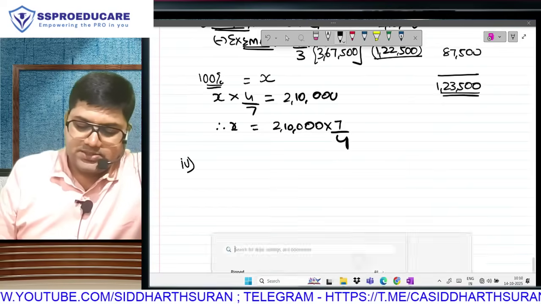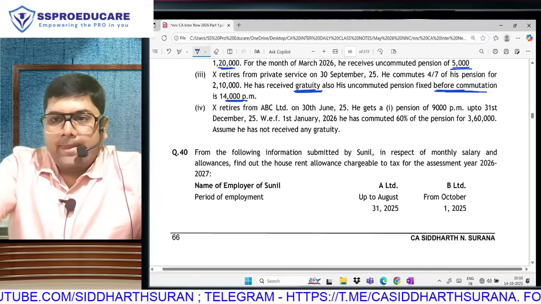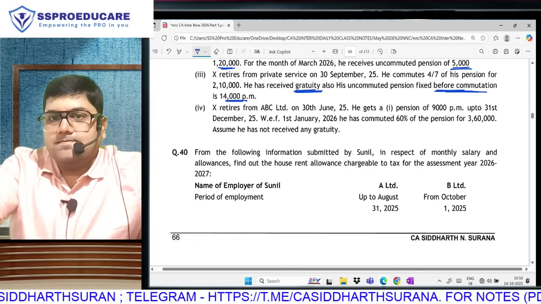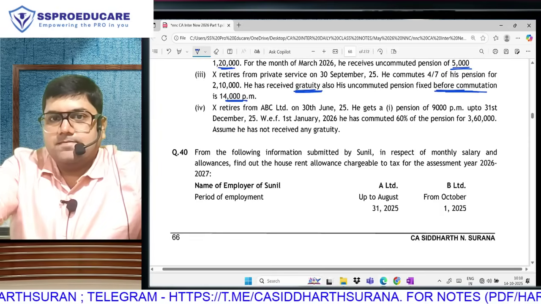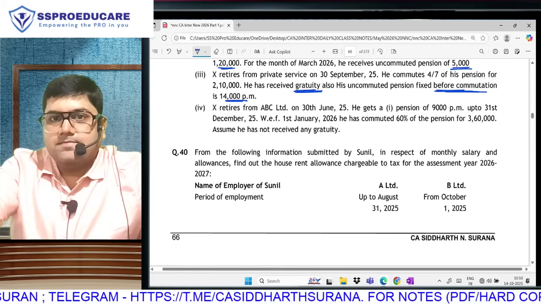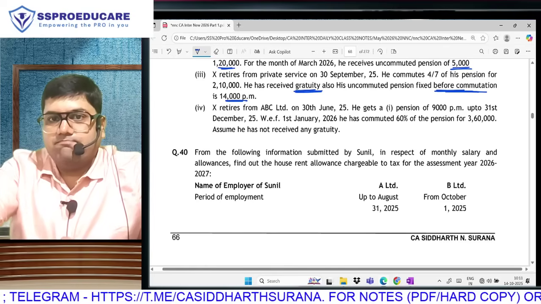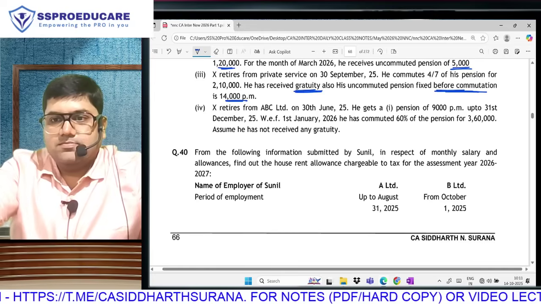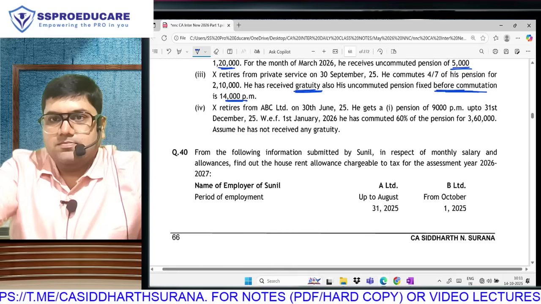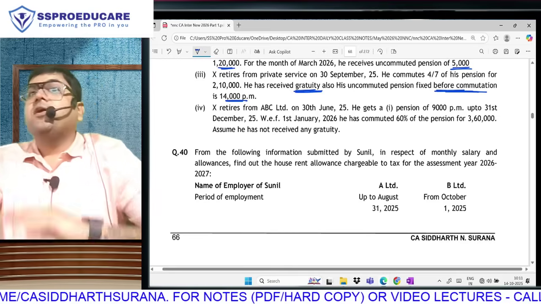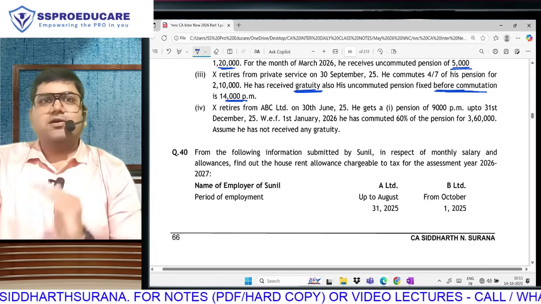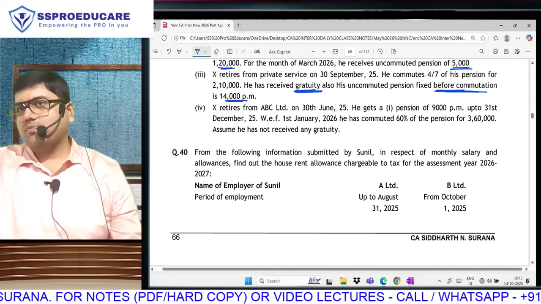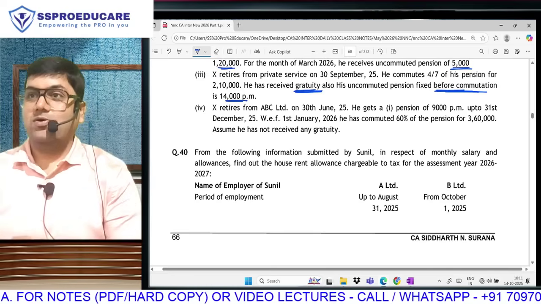Let's go to the last case. X retires from ABC Limited on 30th June 2025. He gets a first pension of 9,000 per month up to 31st December 2025. With effect from 1st January 2026, he has committed 60% of the pension for 3,60,000. Assume he has not received any pension. मतलब first question is this uncommuted, commuted के combo, because all the tax treatment is dependent upon that. This is combo ka combo.